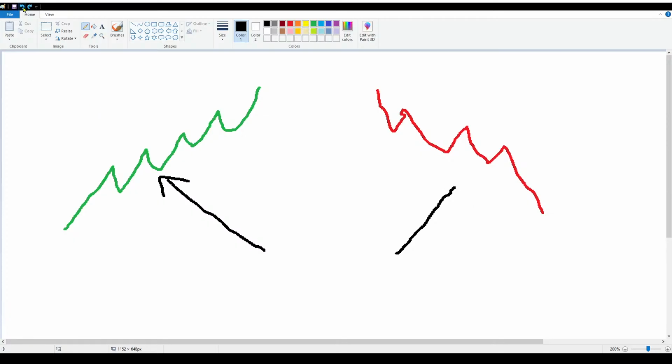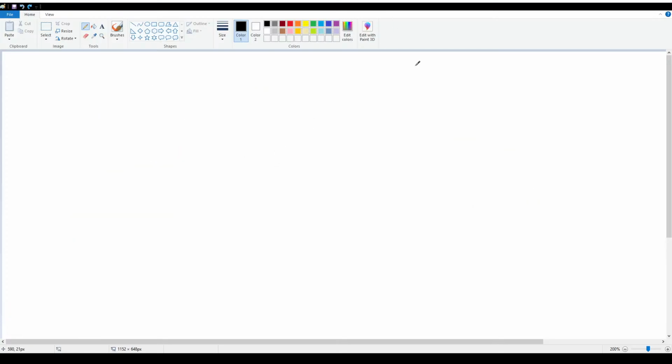So that's basically what you have to look at from a basic perspective when you talk about trend line, support and resistance, and all these things.